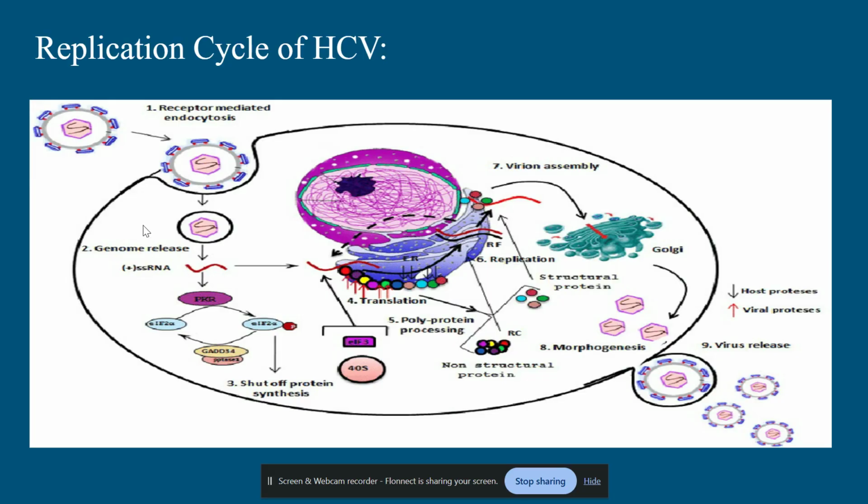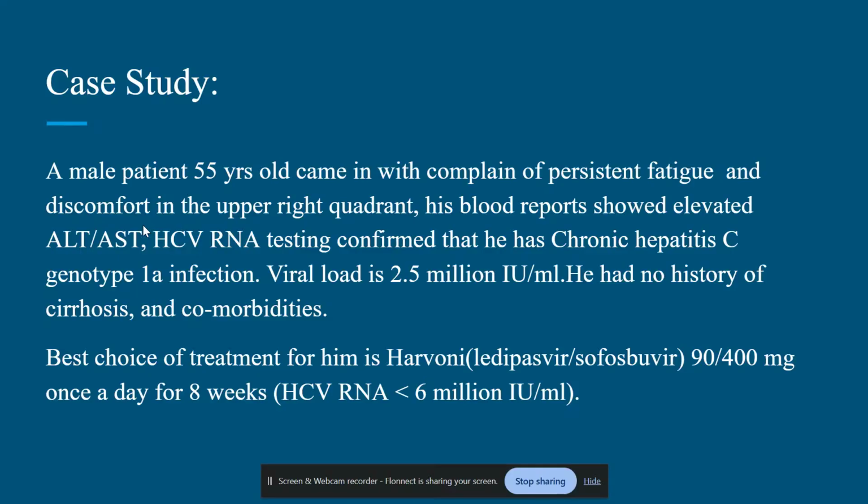Now I will present a case. A 55-year-old male comes with a complaint of persistent fatigue and discomfort in the upper right quadrant, and his blood reports showed elevated ALT and AST levels. HCV RNA testing confirmed that he has chronic hepatitis C genotype 1A infection, and his viral load was 2.5 million IU per ml, which is low. He had no history of cirrhosis or comorbidities.